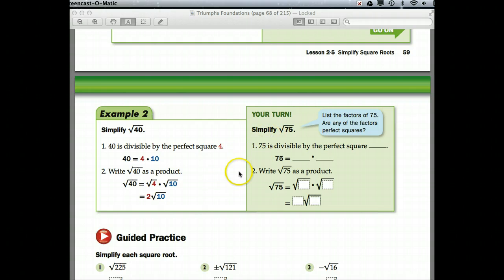Now, it's your turn. We want to simplify the square root of 75. So pause for a moment, then come back and turn on the video and we'll go over that. Okay, 75 is divisible by the perfect square 25. So 75 is equal to 25 times 3. So we can put a 25 under this radical sign and a 3 under this radical sign. So square root of 25 is 5, giving 5 square root of 3.